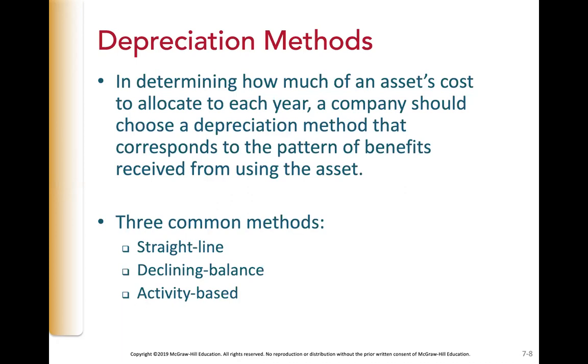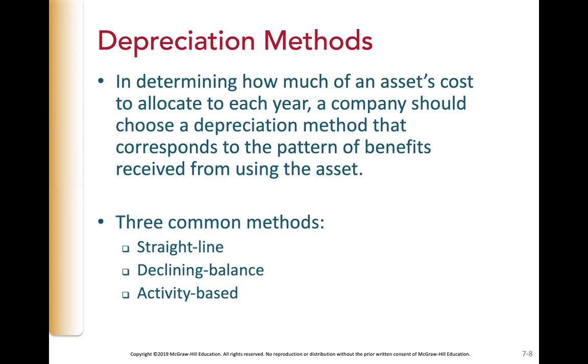Declining balance is an accelerated method, meaning that more depreciation expense is taken in the earlier years of the asset and less is taken in later years. Declining balance is often used for tax purposes.